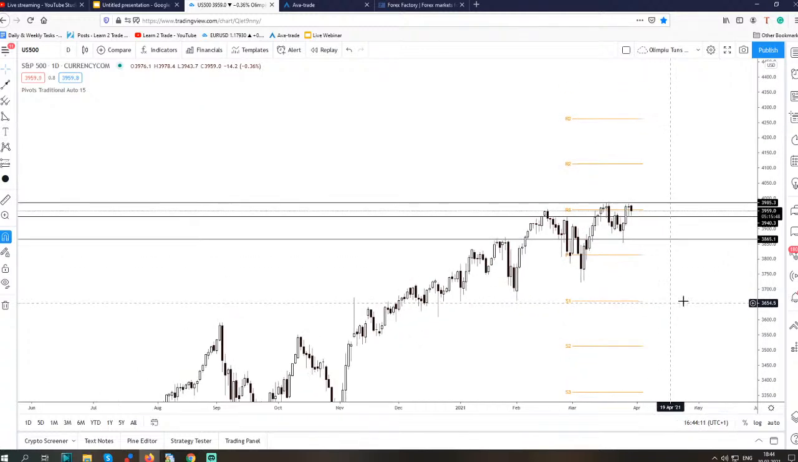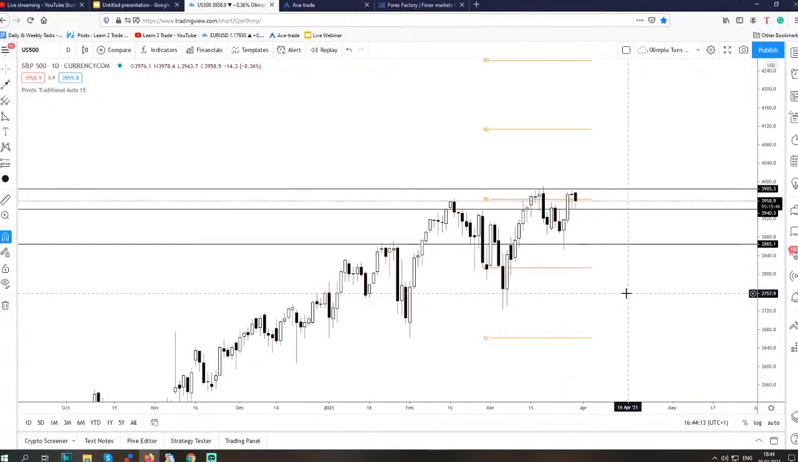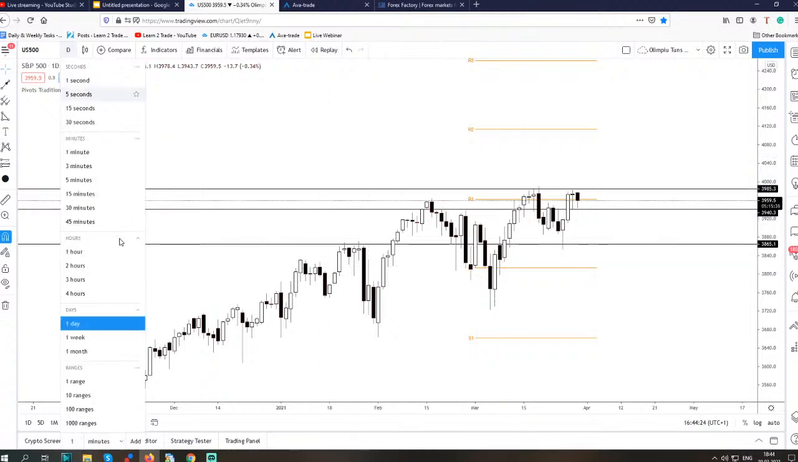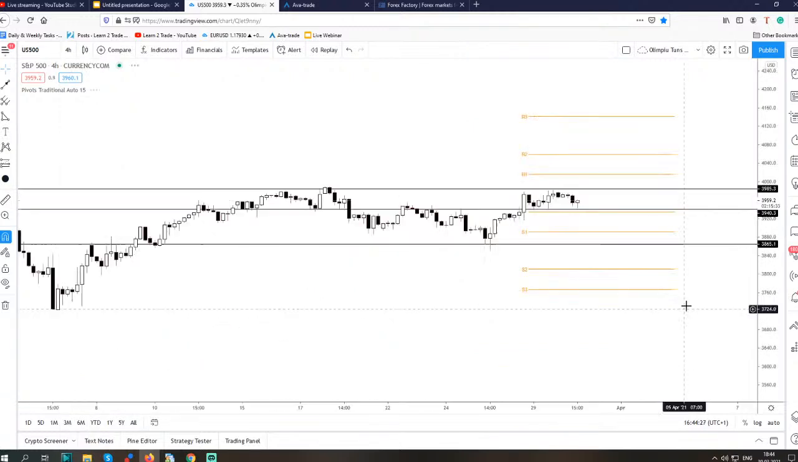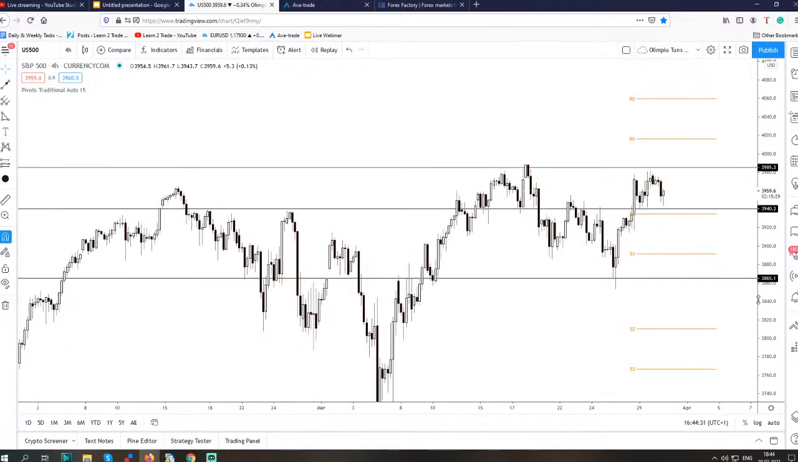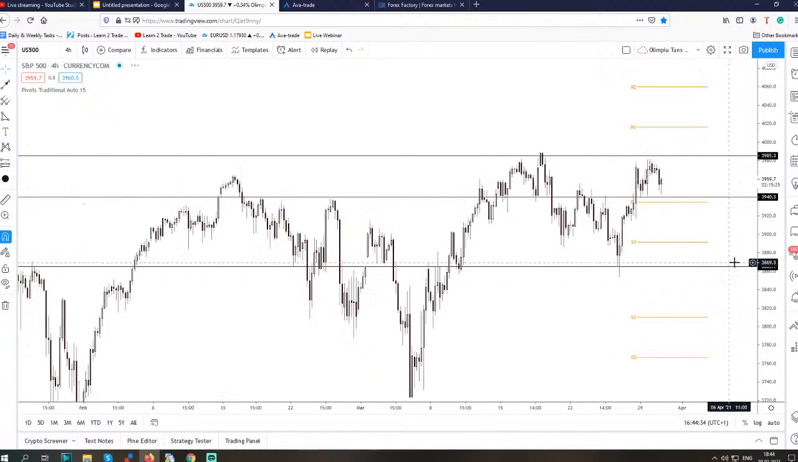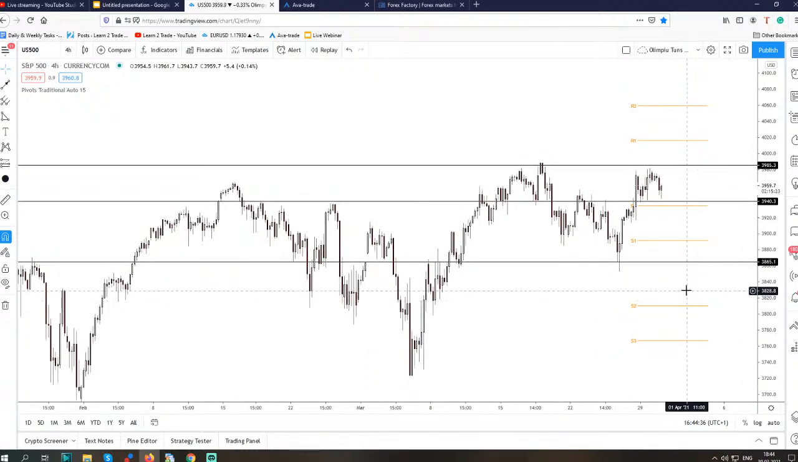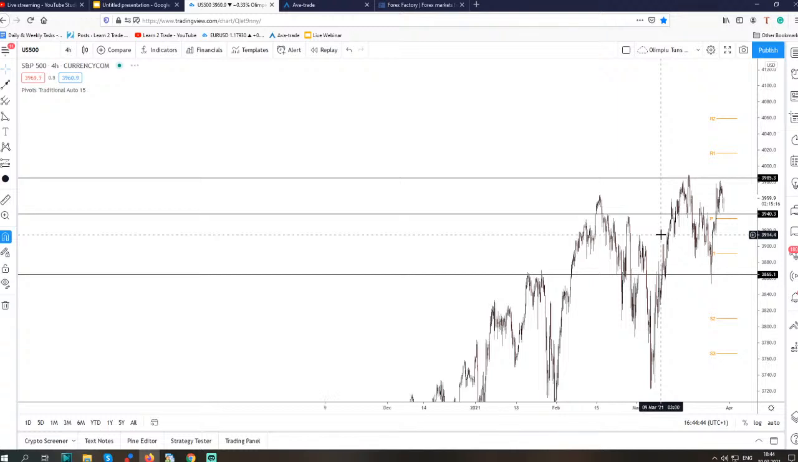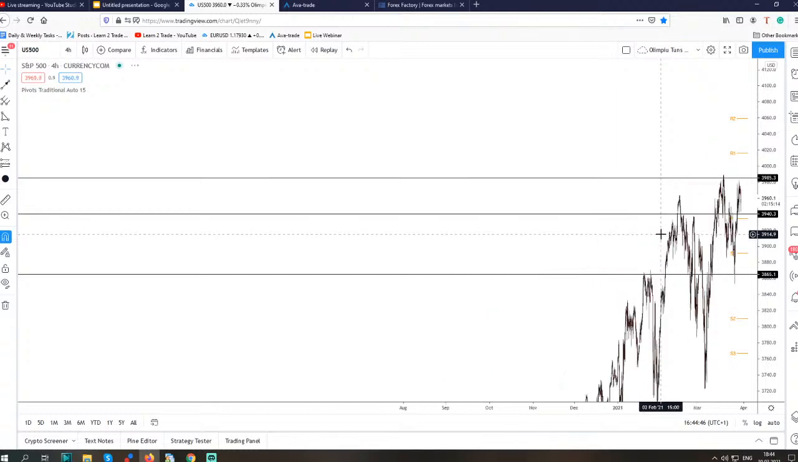So from my viewpoint, the US 500 is still bullish, despite any temporary drop, but the index will continue to increase if it will jump and register a new higher high here.